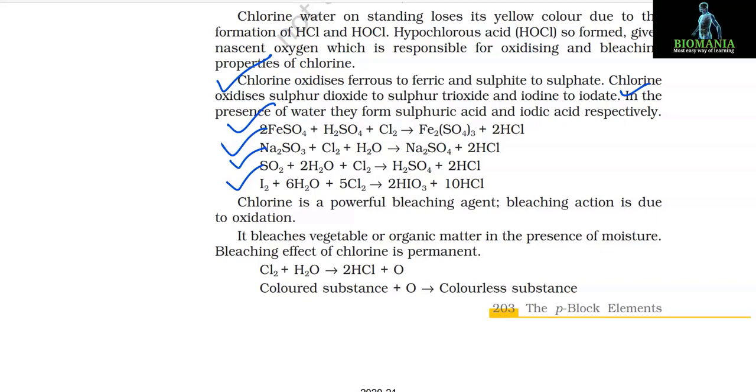Chlorine is a powerful bleaching agent. Bleaching action is due to oxidation. It bleaches vegetable or organic matter in the presence of moisture. The bleaching effect of chlorine is permanent. Cl2 + H2O gives 2HCl + O. Colored substance + O gives colorless substance.